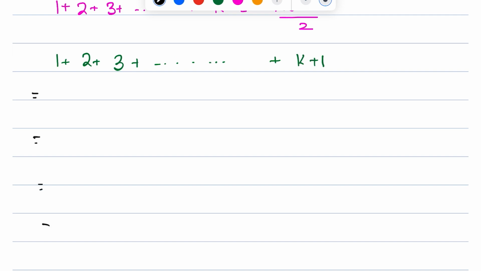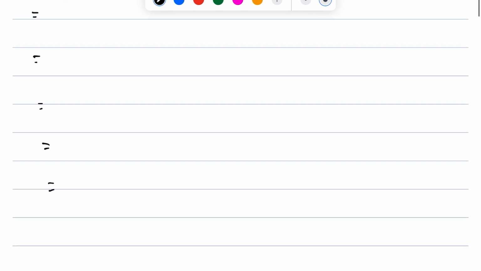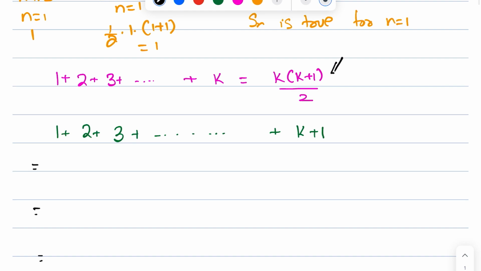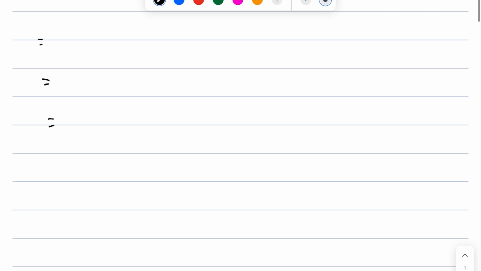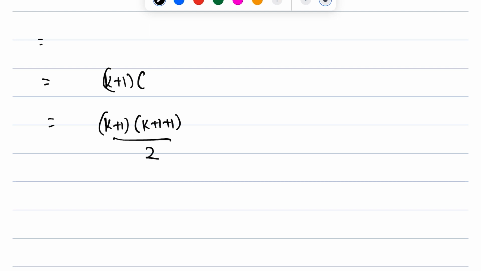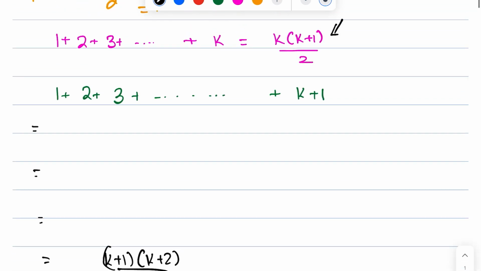We can do it another way. We can get it out. What should be our answer? Our answer should be to plug in n equals k plus 1 over there. So my answer should be k plus 1 times k plus 1 plus 1 divided by 2. This should be my answer: k plus 1 times k plus 2 divided by 2. So how do I get it from here?